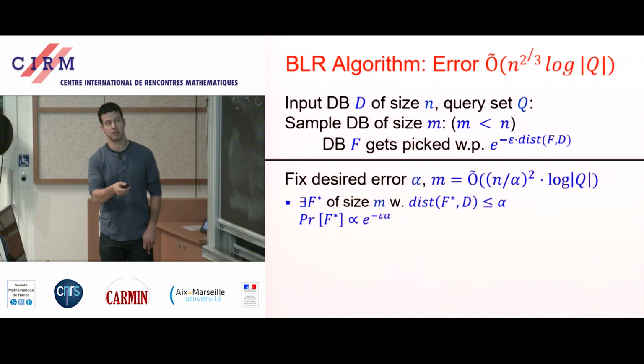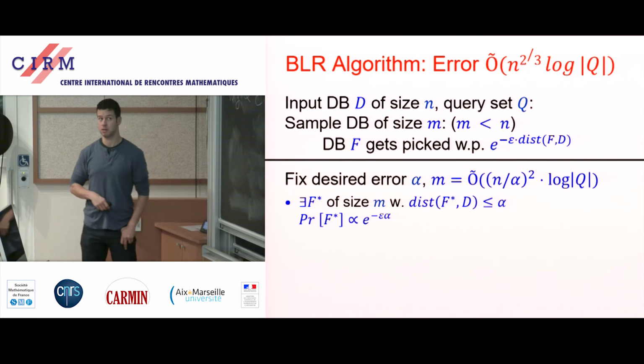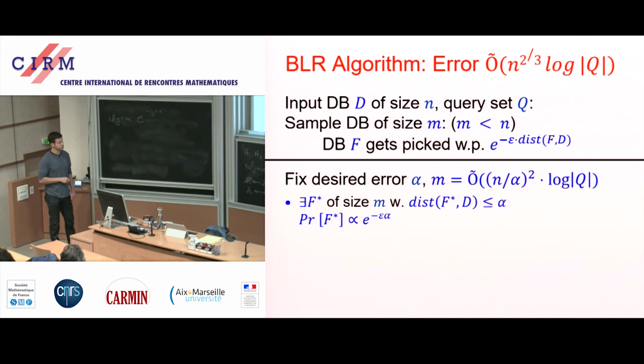So for each query individually, we need n over alpha squared samples. And in order to have alpha error at most over q queries, we need to multiply the number of samples by log q and take a union bound. Okay, so if we take m to be large enough, we're guaranteed that there exists a really good f star. Of course, we don't want to output that f star. All I want to claim is that it exists.